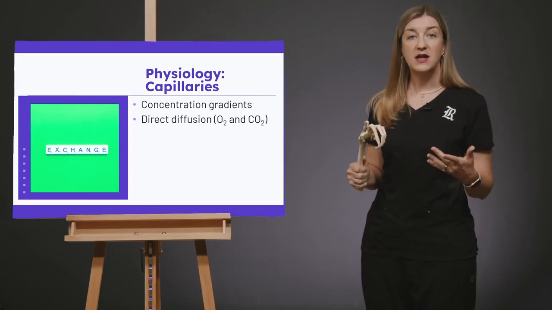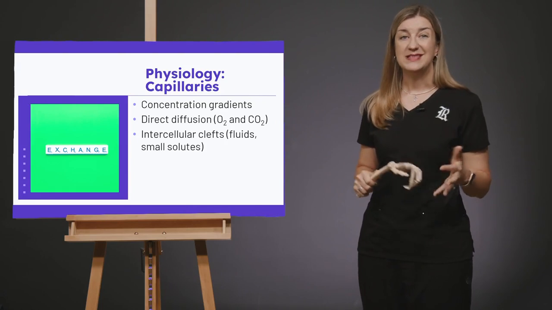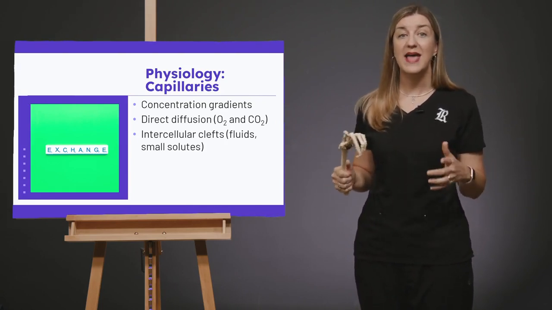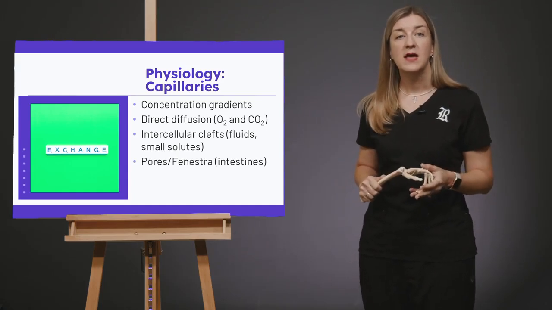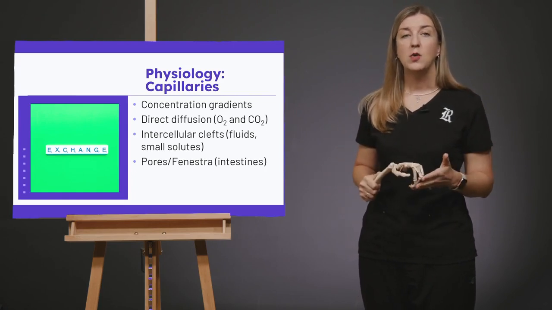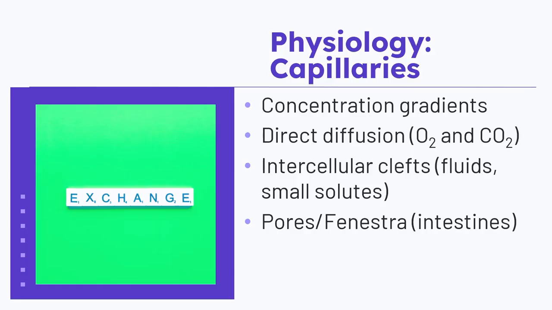Some molecules like oxygen and carbon dioxide can move through using direct diffusion. Other things like fluids and small solutes can move using diffusion through intercellular clefts, or gaps between the cells in the capillary wall. Some capillaries, known as fenestrated capillaries, have pores or fenestrae, which are more permeable and allow for easier diffusion of liquids and solutes. Fenestrated capillaries are usually found in tissues with a high absorption priority, like the intestines. Finally, larger molecules and those that are lipid insoluble can be moved using vesicles via endo or exocytosis.